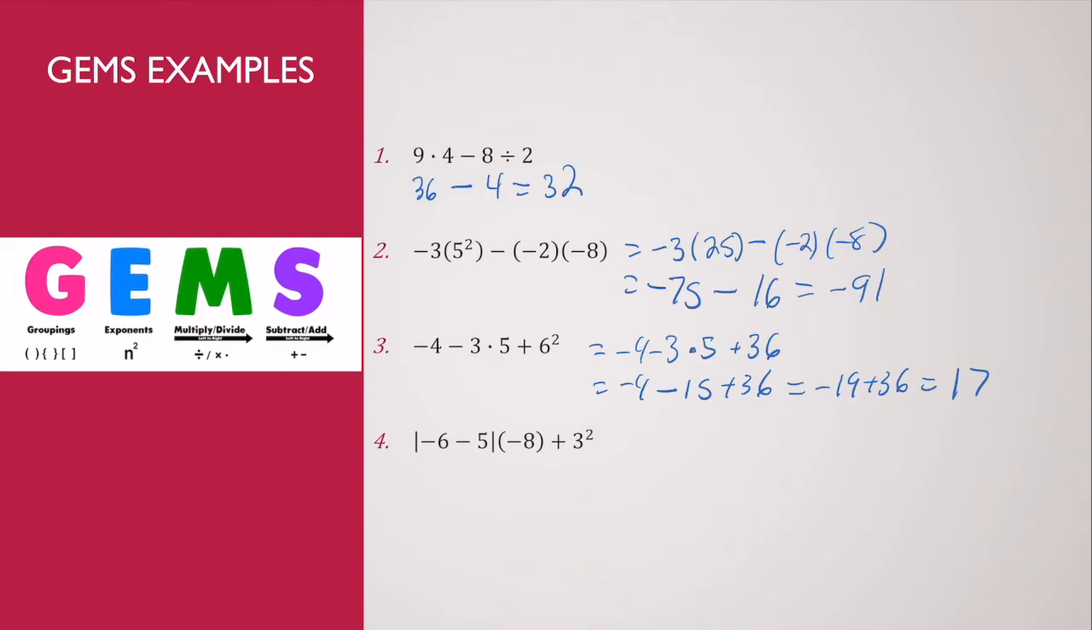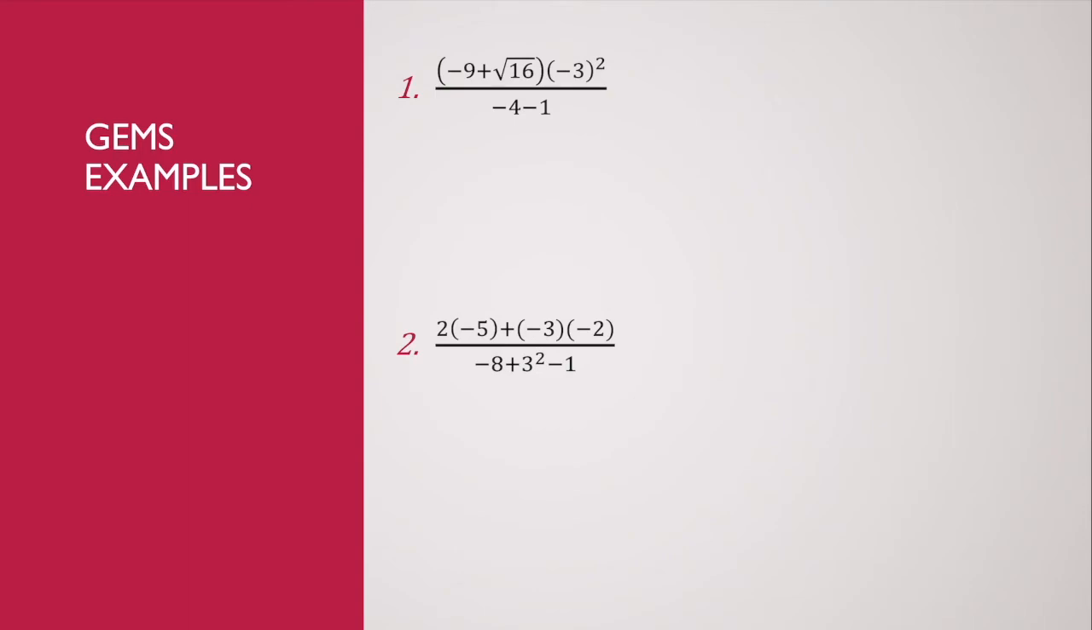All right, for problem 4, I've got my grouping symbols. I can simplify this. Negative 9 minus 2 is negative 11. So I have the absolute value of negative 11 times negative 8 plus 3 squared. Absolute value of negative 11 is 11. 11 times negative 8 plus 3 squared. 3 squared is an exponent. We can turn that into 9. That gives me negative 88 plus 9, which is negative 79 is our final answer.